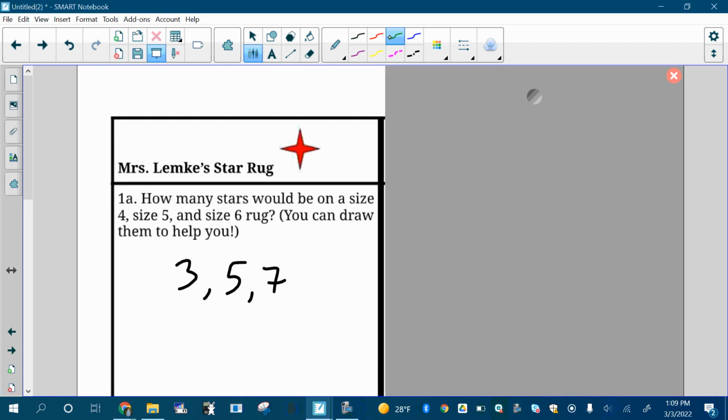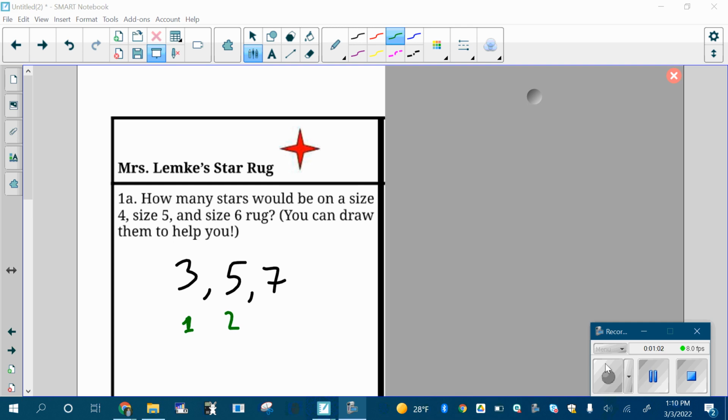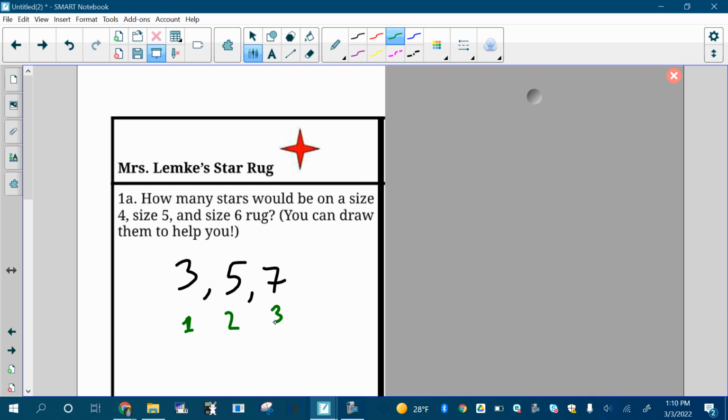So if you looked at the number of stars in Mrs. Lemke's rug, size 1 had 3 stars, size 2 had 5 stars, and then size 3 had 7 stars. So looking at the number of stars, it's definitely following a pattern. You could draw those different size rugs if you wanted, or you can just look at the number of stars and think, for size 4, size 5, and size 6, I'd have 9 stars, 11 stars, and 13 stars, because it's just going up 2 stars each time.